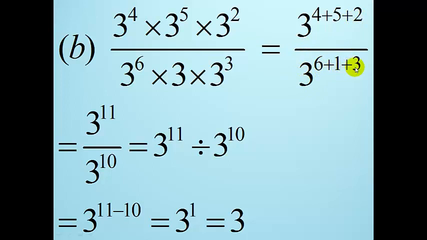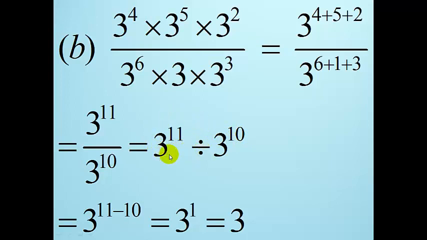Now 4 plus 5 is 9, and 9 plus 2 is 11, and so we have 3 raised to the power 11, all divided by, when we add 6 to 1, the result is 7, and 7 plus 3 is 10, and that is how come we have 3 exponent 10. Now we have 3 raised to the power 11 divided by 3 raised to the power 10, and this can also be expressed as 3 raised to the power 11 divided by 3 raised to the power 10.